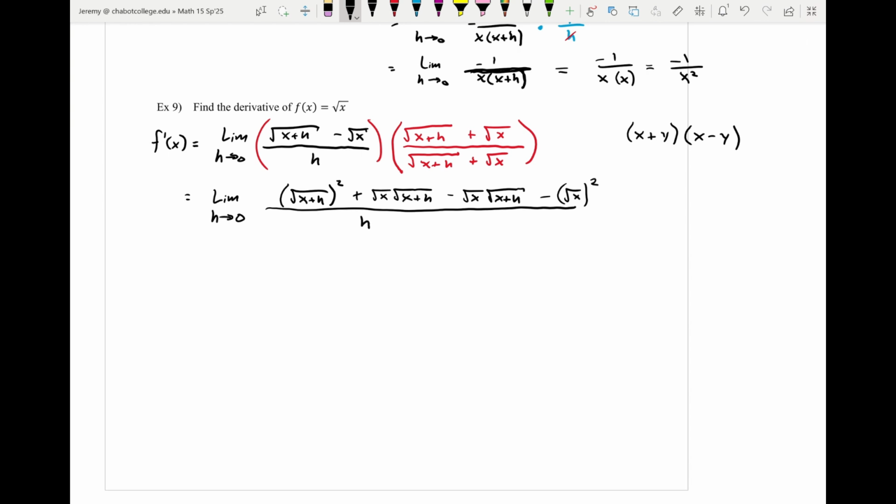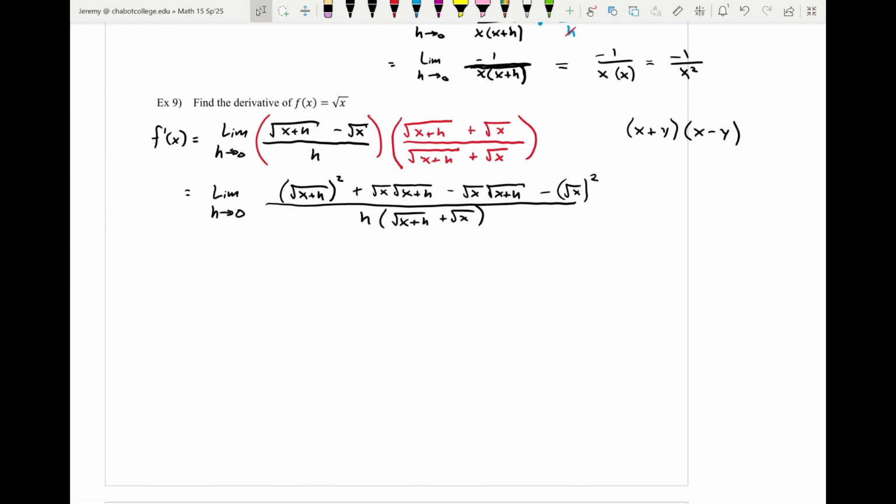And this is all over h times root x plus h plus root x. I'm not going to multiply out the denominator because remember, I'm trying to get that h to cancel out. So I'm going to leave that in factored form so that if I get a factor of h in the numerator, I'll be able to cancel it out with that one and I should be able to evaluate the limit.